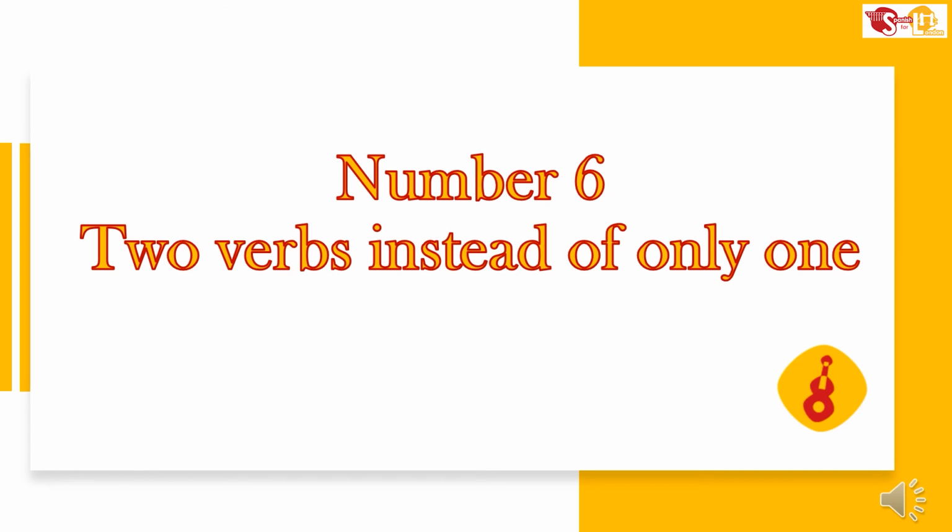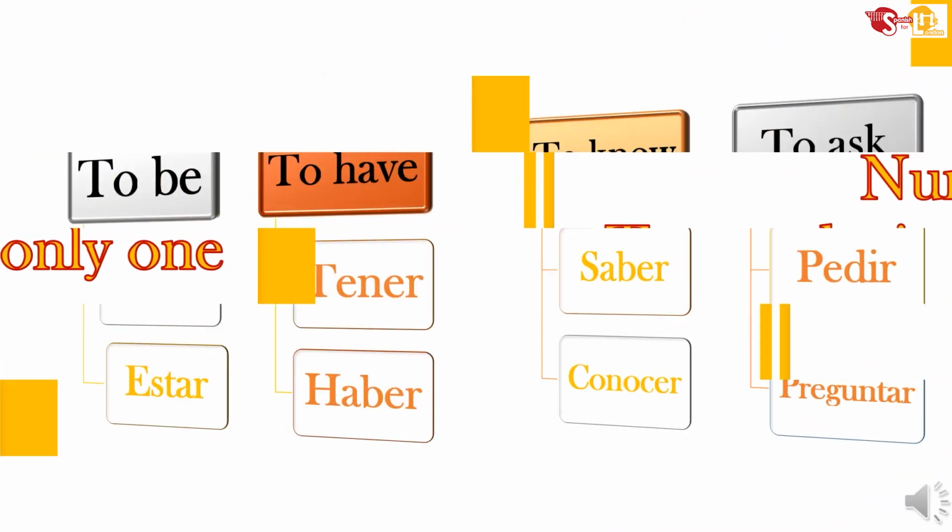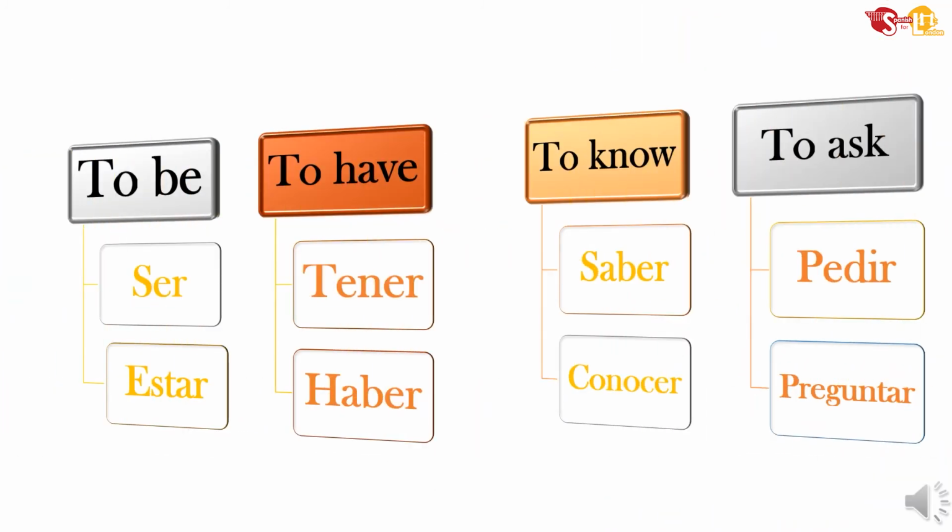Number six, and last but not least, some important verbs like to be, to have, to know, and to ask have two possible translations in Spanish. To be is ser or estar. To have is tener or haber. To know is saber or conocer, and to ask is pedir or preguntar. In this way, we convey different meanings. You have to know exactly when to use one or the other.